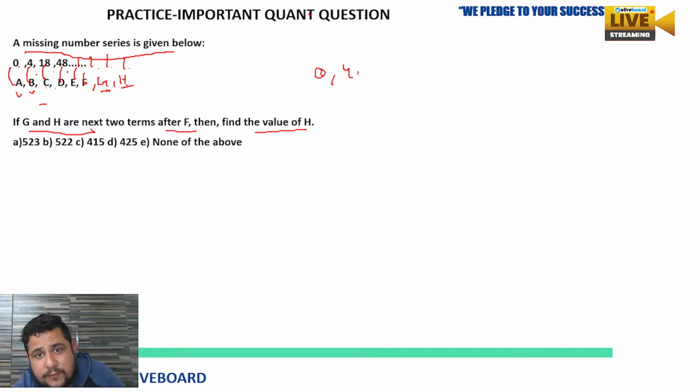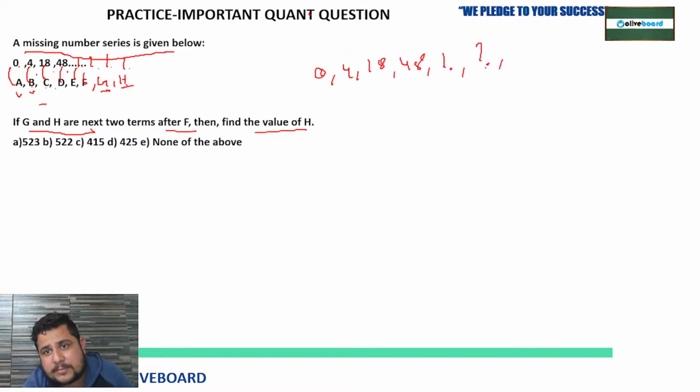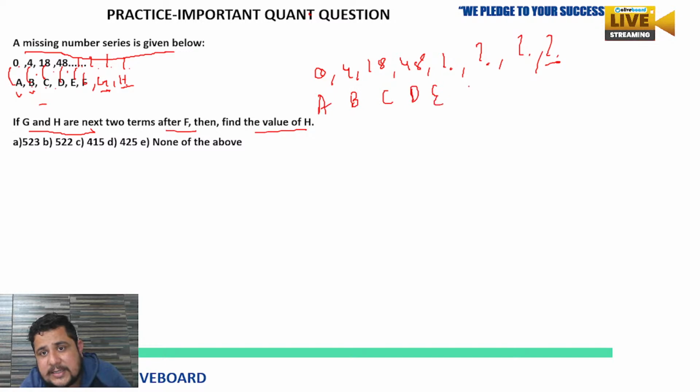So 0, 4, 18, 48. What will be the next four terms? Because in our answer we need the fourth term. This is A, this is B, C, D, E, F, G, H.